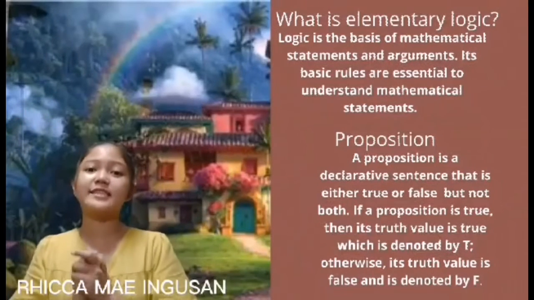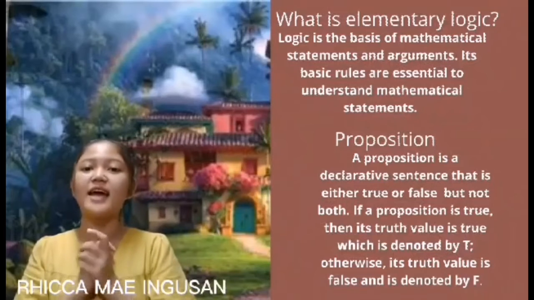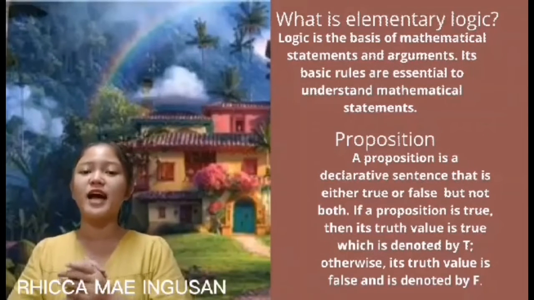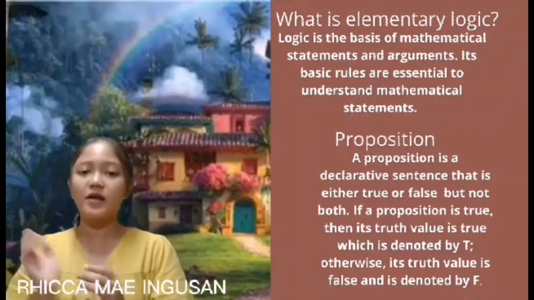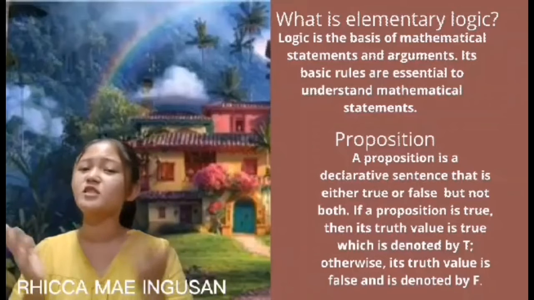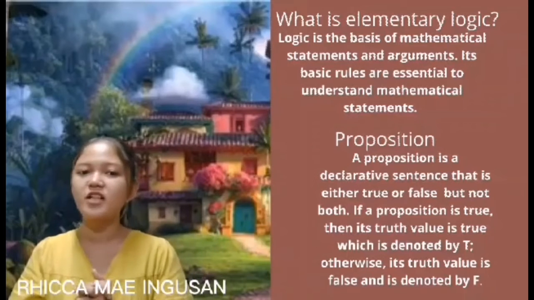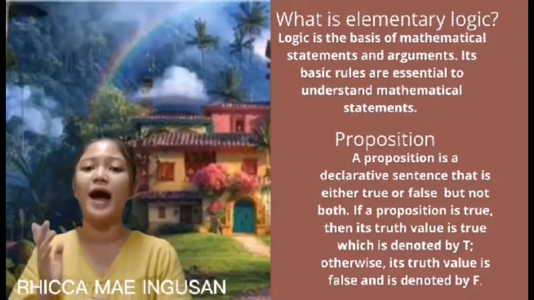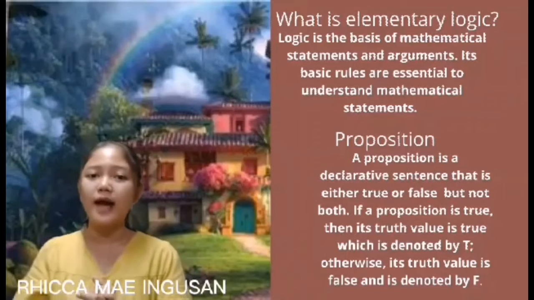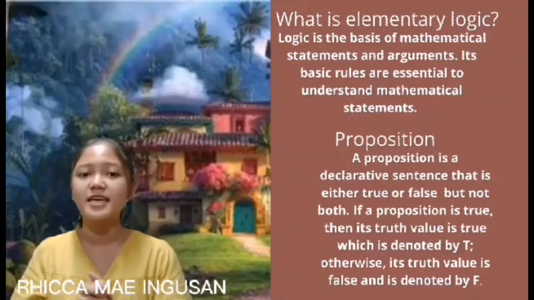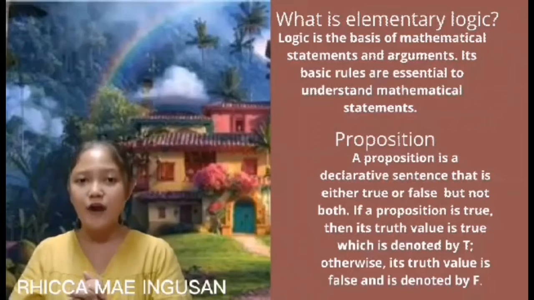Logic is the basis of mathematical statements and arguments. Its basic rules are essential to understand mathematical statements. So, what is a proposition? If a proposition is true, then its truth value is true, which is denoted by capital T. Otherwise, its truth value is false and is denoted by capital F.